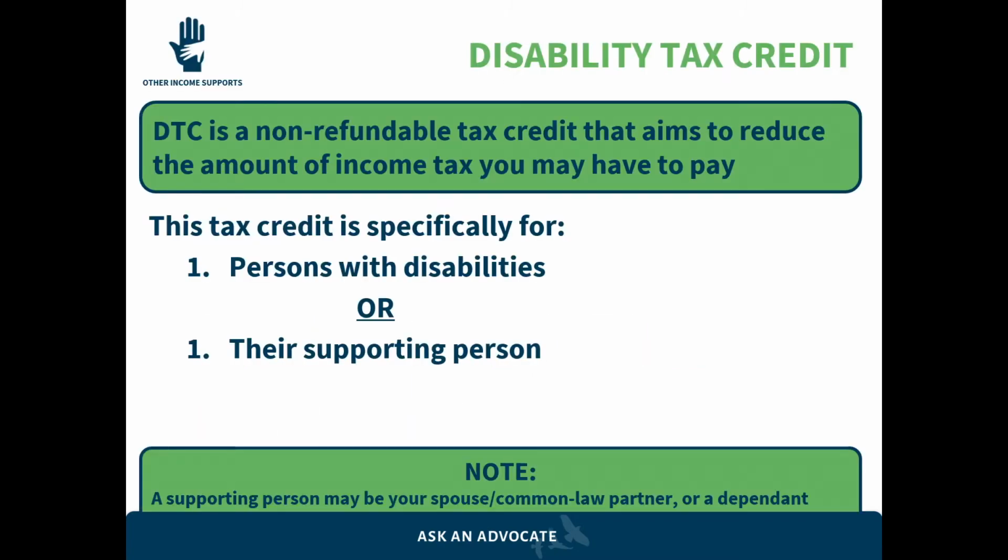The disability tax credit is a non-refundable tax credit through the Canada Revenue Agency, and it aims to reduce the amount of income tax that you may have to pay when filing your tax return. This tax credit is specifically for disabled taxpayers or their supporting person. As a quick note, for the purposes of DTC, a supporting person may be your spouse, common law partner, or a dependent.